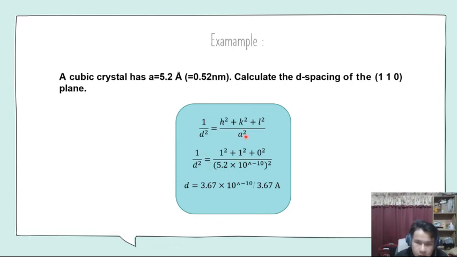Insert the value of a, which is 5.2. Bear in mind that an angstrom represents 10 to the power of negative 10. So 5.2 times 10 to the power of negative 10, squared. Then, using the formula, d is equal to 3.67 times 10 to the power of negative 10, or 3.67 angstroms.